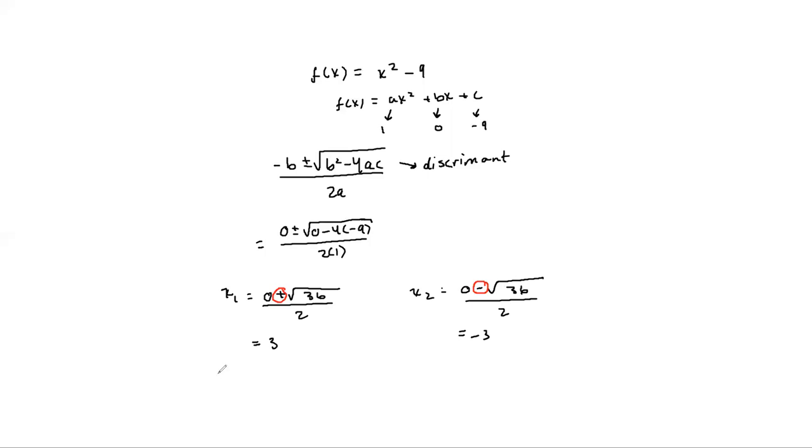So my x-intercepts are just 3, 0, and minus 3, 0. And that is all. So you can use this formula, the quadratic formula, in order to find your x-intercepts for any given function that has the general form.